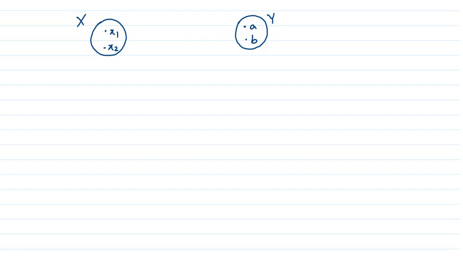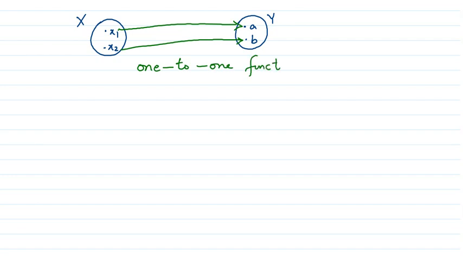So for a function that is called one-to-one or injective, the requirement is that x1 should be mapped to a distinct value of Y, and x2 should also be mapped to a distinct value of Y. Then it will be called a one-to-one function. If x1 is mapped to a and x2 is also mapped to a, it is a function. This function will exist, but you cannot call it a one-to-one or injective function, right?